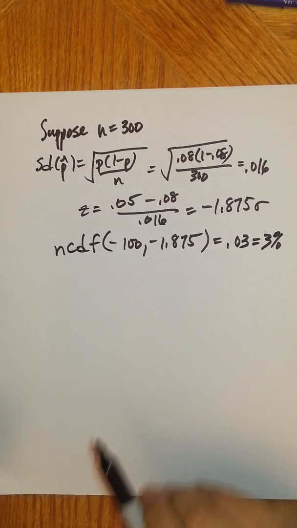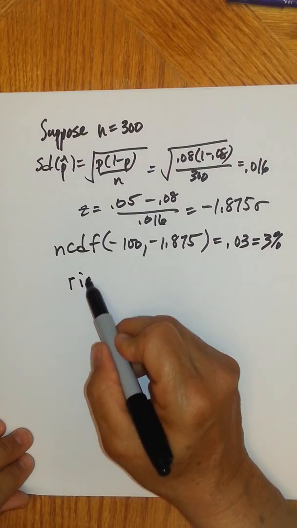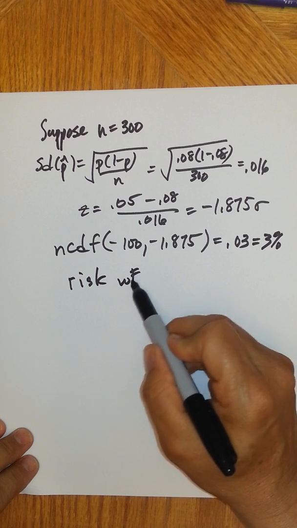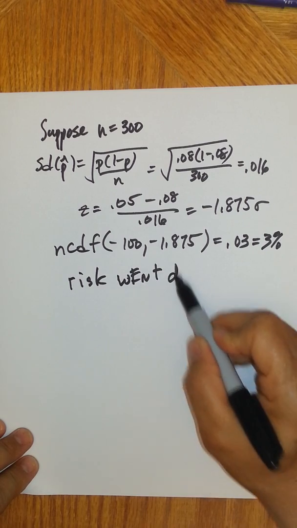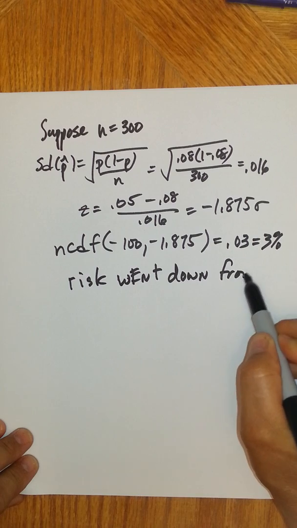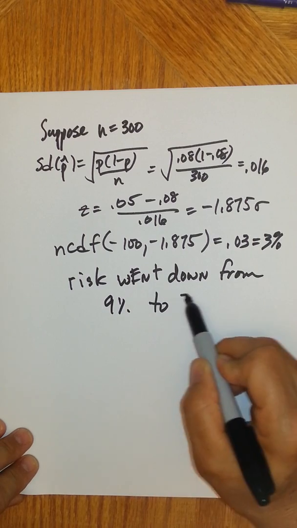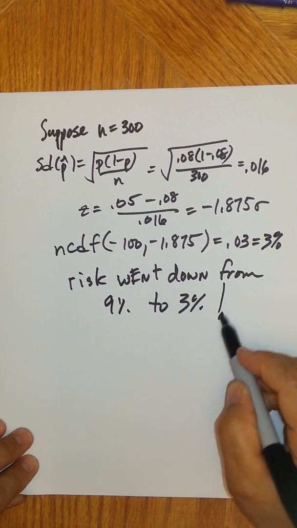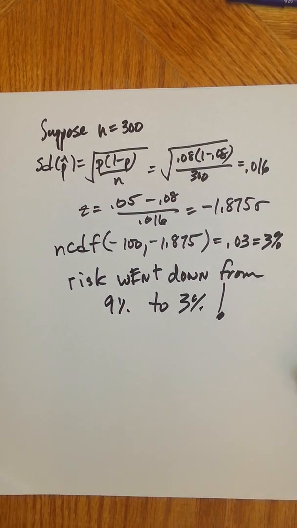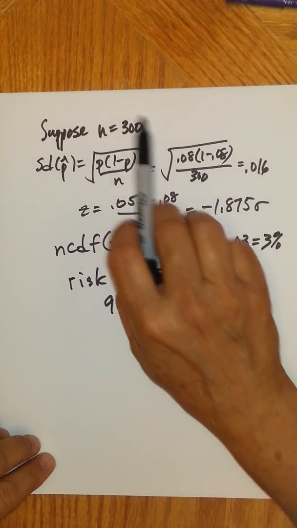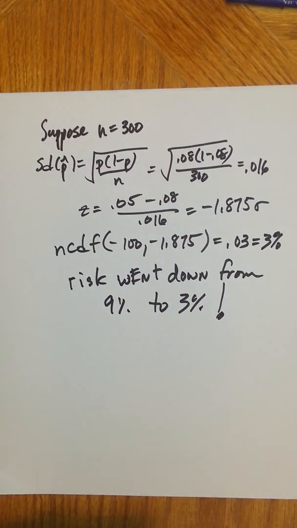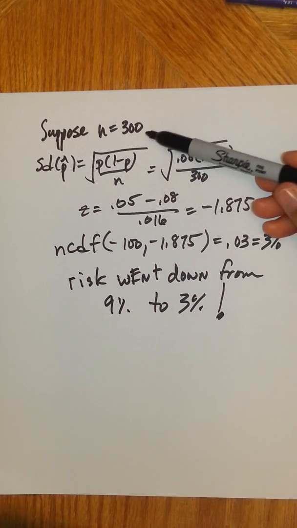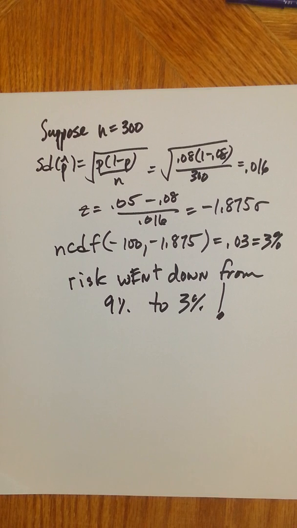So that's really quite amazing, because basically your risk went down from 9% to 3%. That's impressive, right? So if you can reduce your risk by 2/3, and all you have to do is double your sample size, that's a very good business decision, because really you're checking an incremental 150, right? An additional 150 computer parts.